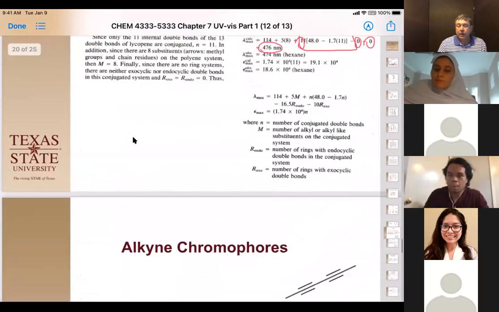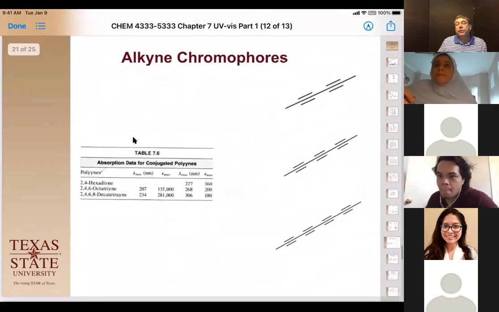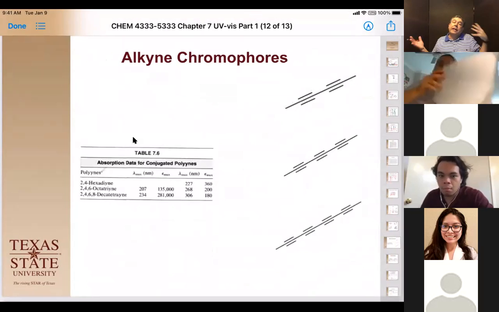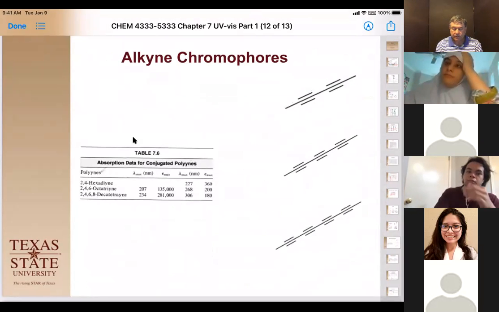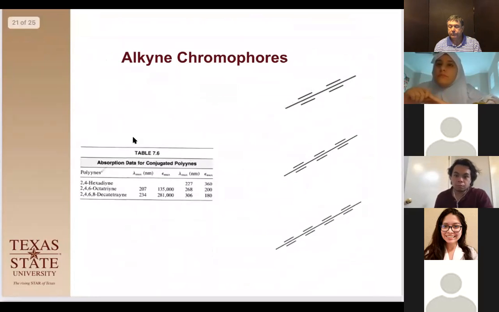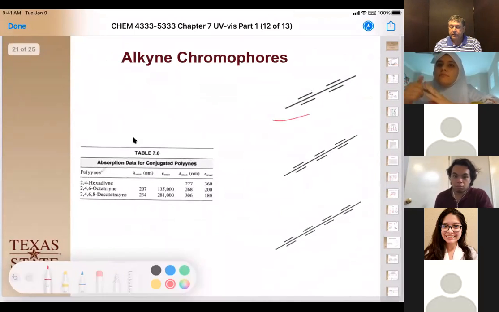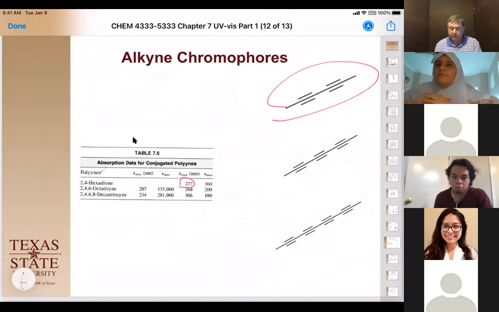Okay, so we're going to extend this now to triple bonds. Triple bonds do that exact same conjugation. In fact, it shows up very favorably for this pi to pi star transition. If we look at hexadiene right here, we see a lambda max at 227, but a very low extinction coefficient for that wavelength.